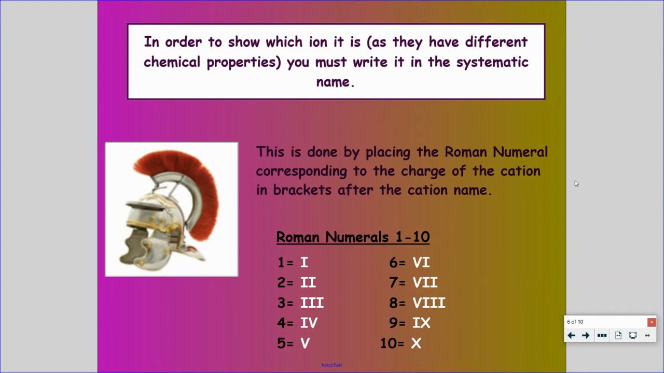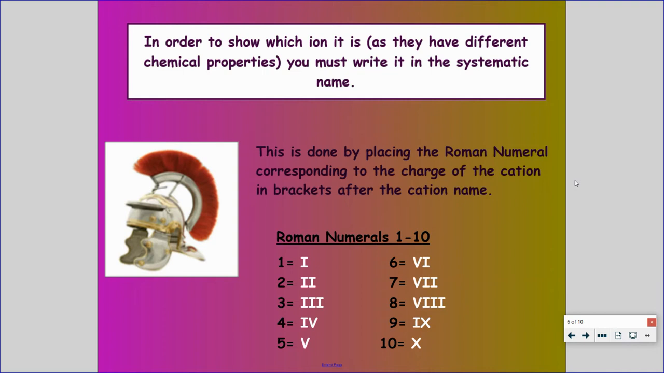So what we do is we use Roman numeral numbers to correspond to the charge of the cation in the bracket after the cation name. Now you're probably thinking, what is she talking about? Essentially, you're going to look at the charge and then you're going to say, oh, it's 2+. I need Roman numeral number 2. Oh, it's 4+. I'm going to need Roman numeral number 4.